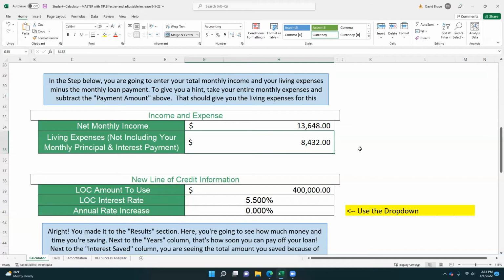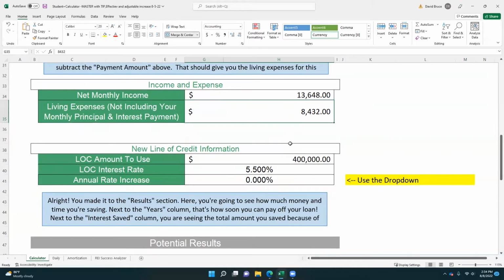So in this case, this is an example of one of our clients. I took it directly from an intake form for one of our clients. The net monthly income we used is $13,648, and the living expenses were $8,432. And again, that $8,432 includes the monies for the taxes and insurance and the homeowners association, because that has to be part of the calculation.